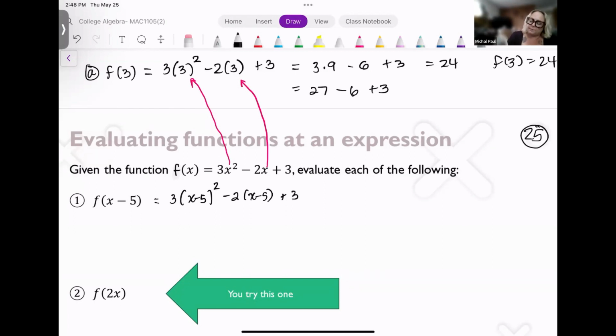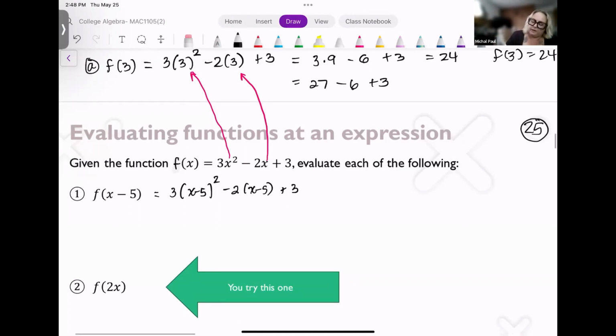So x minus 5 squared is the same as 3 times x minus 5 times x minus 5. And I can also go through and distribute this minus 2. So minus 2x plus 10 plus 3. And I have to use the distributive property, or FOIL, in order to multiply out this expression. At first, I carry down my 3. x times x is x squared. x times negative 5 is negative 5x, or minus 5x.